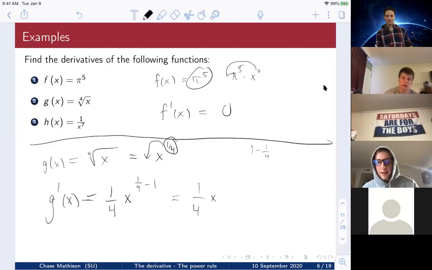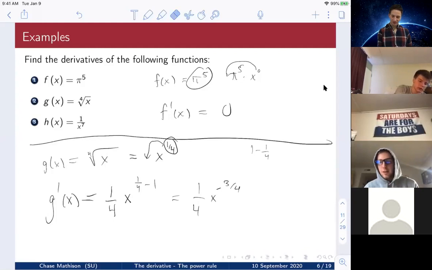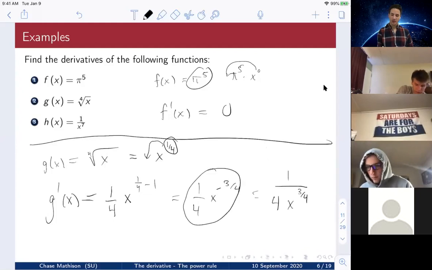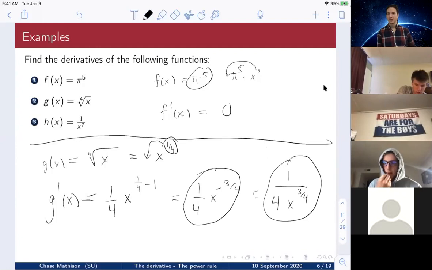Negative 3/4. Yes, thank you. Negative 3/4 here. Very good. And so if you want, you could rewrite this as 1 over the negative exponent. I can bring that down into the denominator. You could write this as 1 over 4x to the 3/4 if you want. You could leave it like that as well. So either of these answers is perfectly acceptable.